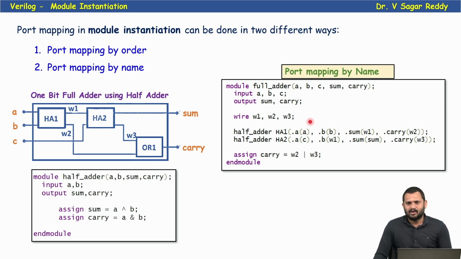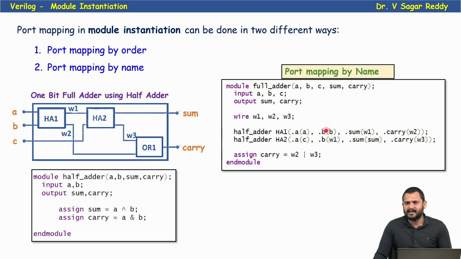So what is that here? Now see this a, what is this a? This a belongs to the half adder. Now this a is connected to the actual a of this full adder. Now this b is connected to the b of this full adder. Now see this sum is connected to this w1 of this full adder. This w1 is an intermediate signal. Clear? This w2 is connected to the carry.